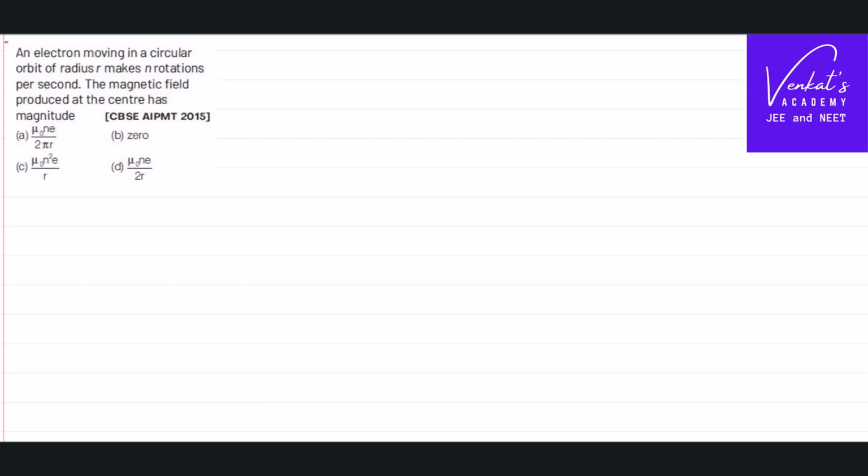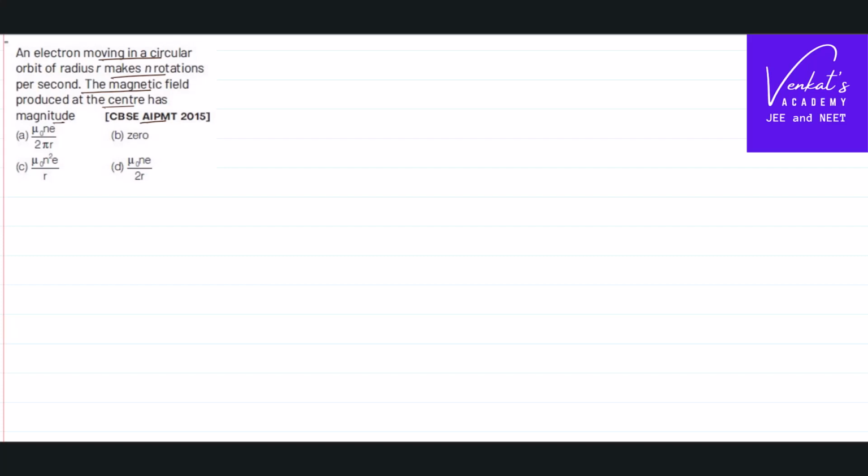This is an AIPMT question in moving charges and magnetism. The question says an electron is moving in a circular orbit of radius r making n rotations per second. What is the magnetic field produced at the center?